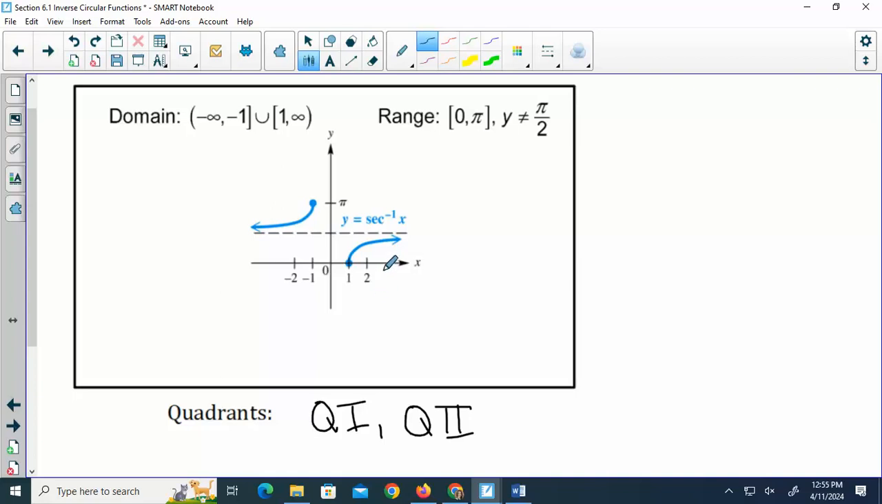Whoever's out in the hallway just read my mind. Wait, can you repeat what you just said? Yeah, I'm getting ready to switch the slide and write it down. Okay, you guys have secant down?